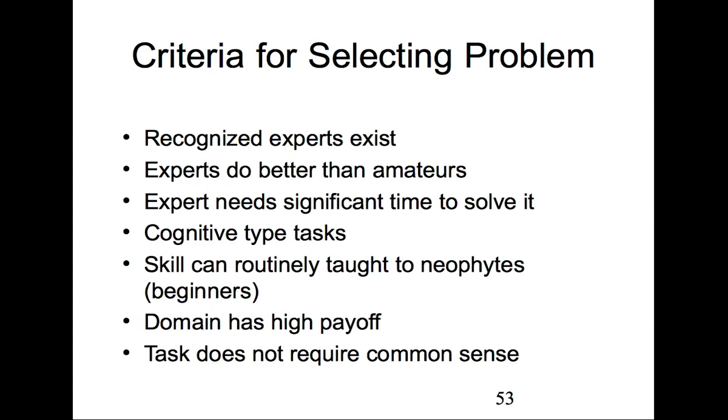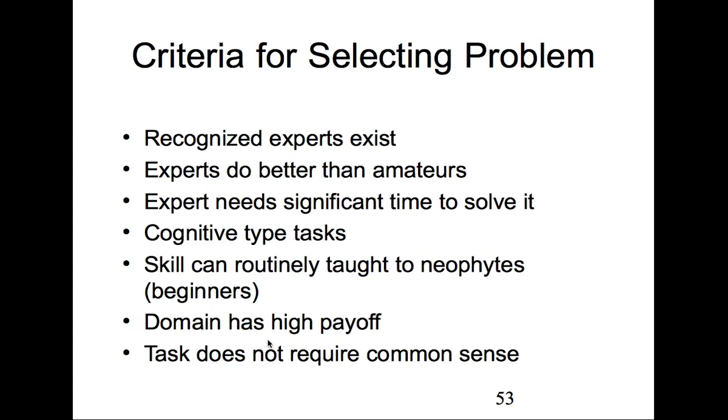And the domain has to have a high payoff. You can spend a lot of time, for example, in your car, trying to figure out exactly how much gas is left when the light comes on, and write a really huge artificially intelligent program that will tell you every time the wheel moves how much gas is consumed. But you're not going to do that because there's no payoff to that. Instead, what you're going to do is illuminate a light and let the driver worry about it, because you're not going to break it down to minute little details like that.